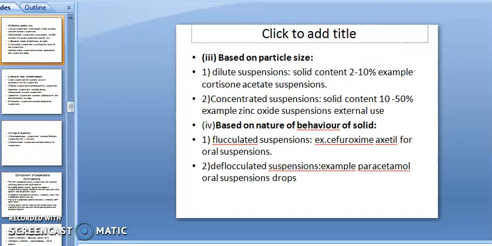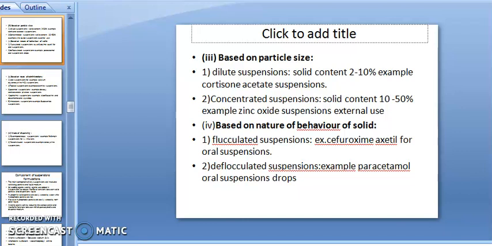Then based on solid content, diluted suspension, solid contains 2 to 10%. Example is cortisone acetate suspension. Diluted suspension contains 2 to 10% of solid particle. Whereas concentrated suspension, solid contains 10 to 50%. Example zinc oxide suspension for external use. This is concentrated, it has a larger amount of solid present in the liquid suspension.